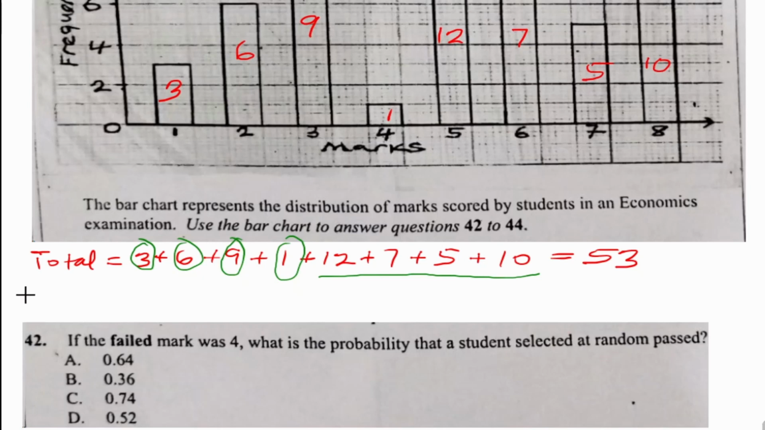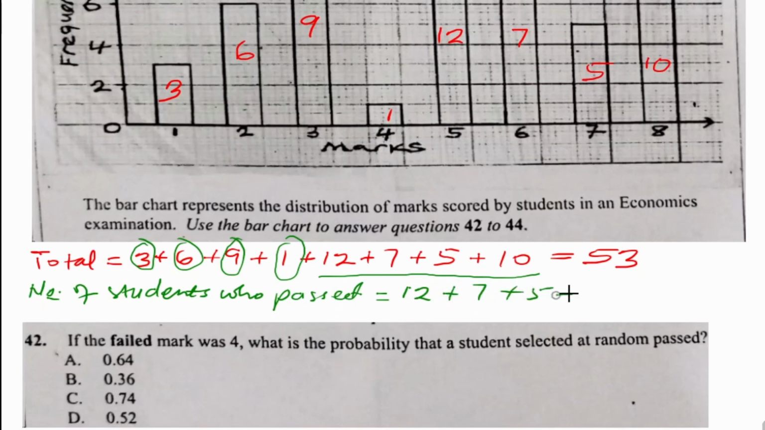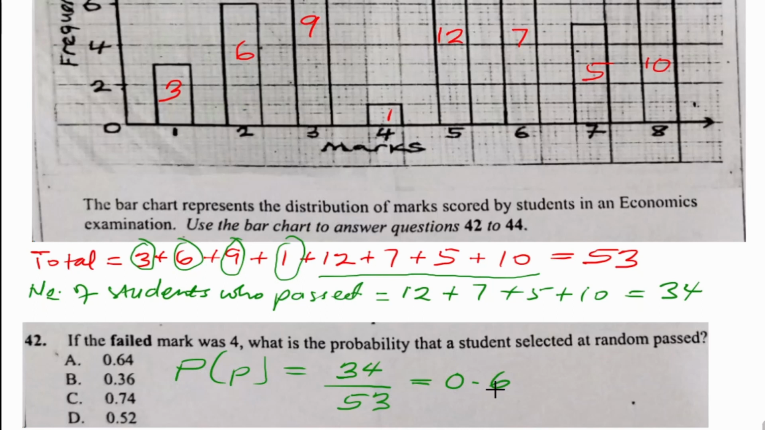So the number of students who passed will be 12 plus 7 plus 5 plus 10, and that will be equal to 34. And now the question says to find the probability of students who pass. So the probability of a student who passes, let me call that small p, will be equal to 34 over 53, since probability is event over sample space, and that will be equal to 0.64, and that is option A.